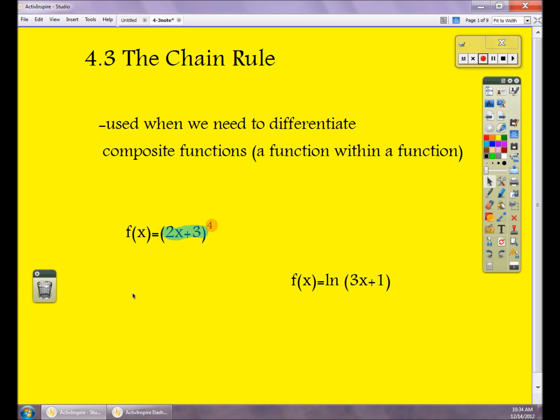Another example, if I had the ln of 3x plus 1. 3x plus 1 is its own function. The ln of x is also a function. Well, I have a function within a function here.